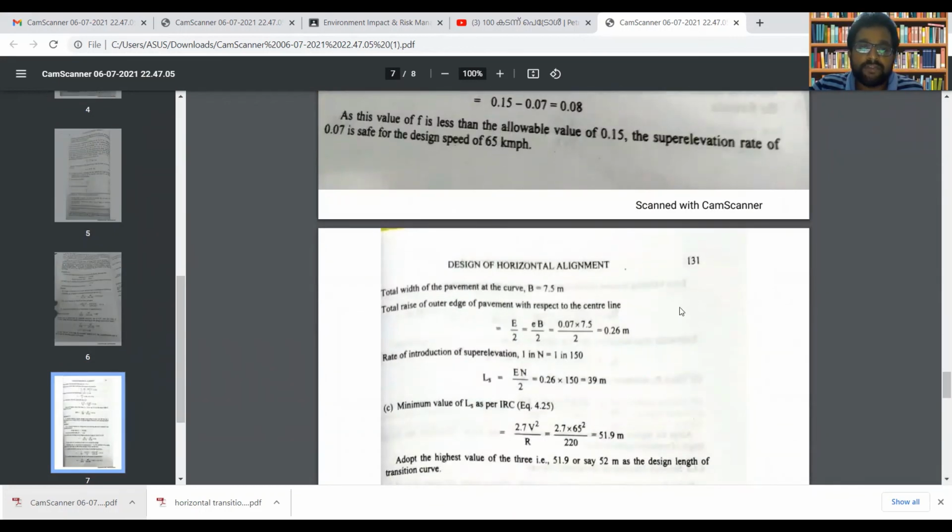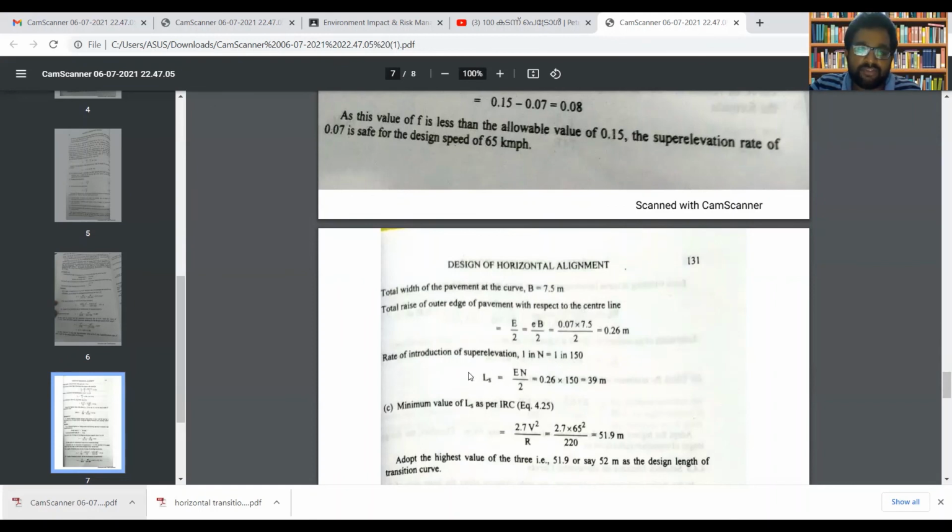Now the total width of pavement is 7.5 meter. For provision of super elevation, we are raising the outer edge of the pavement with respect to inner edge. So the total raise of the pavement with respect to center line, E by 2, is equal to EB by 2, where E is the super elevation 0.07 into B, the width of pavement 7.5, divided by 2. So 0.26 meter.